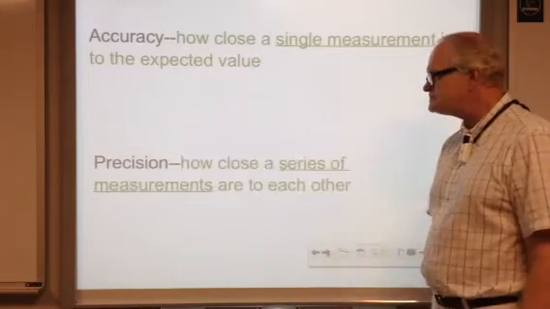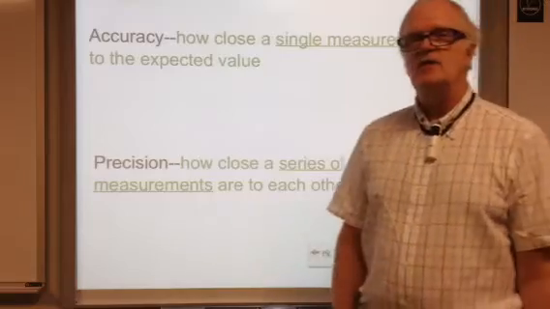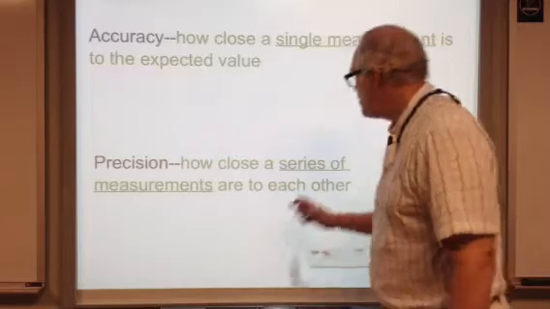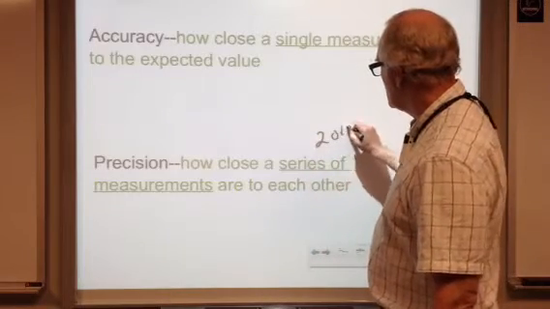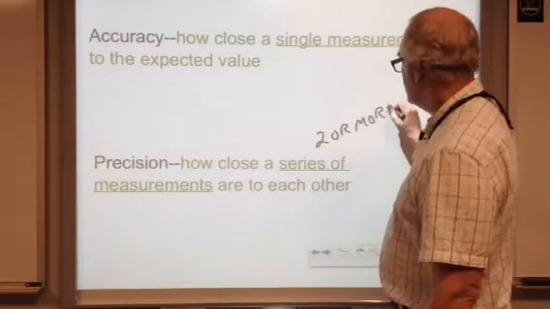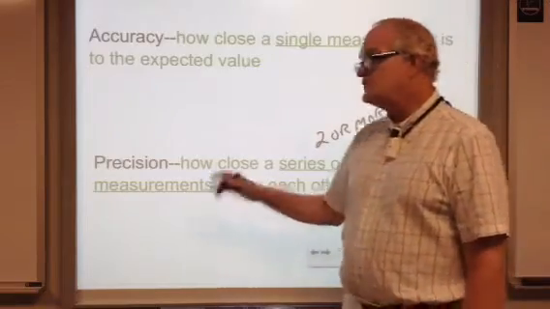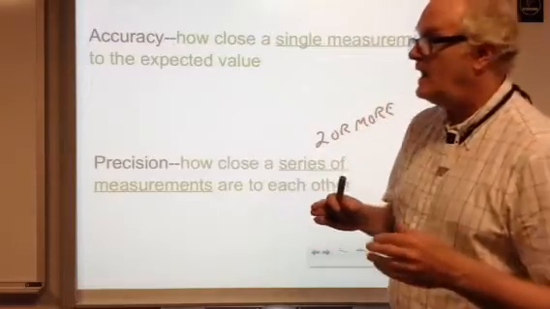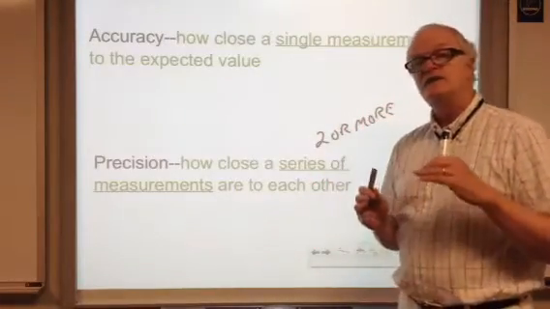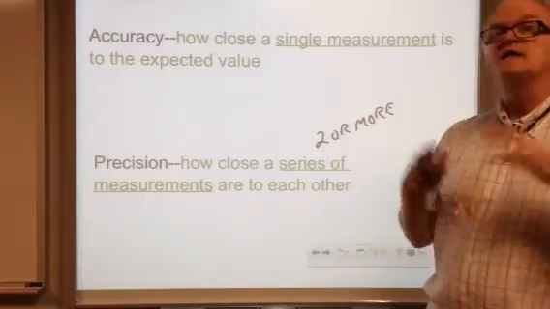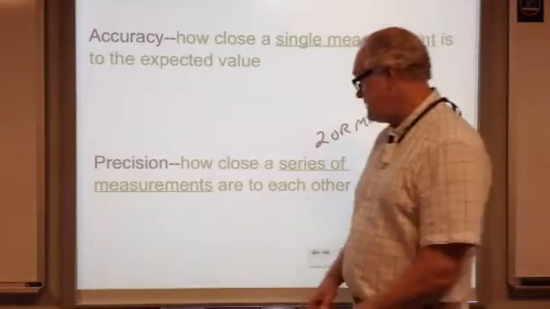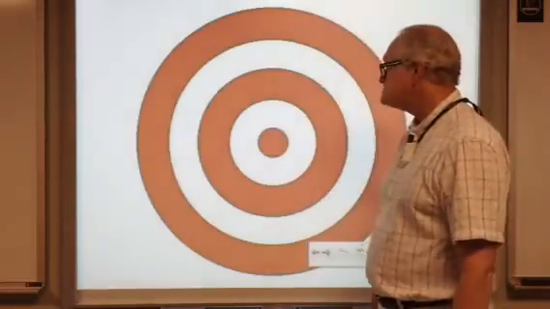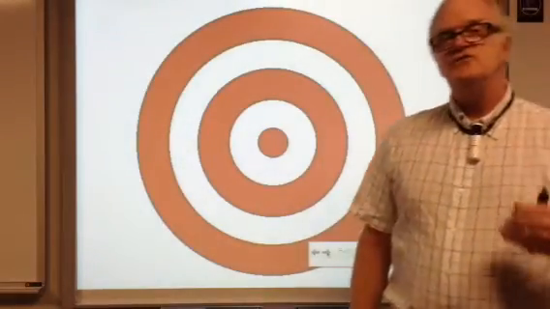Precision is something different. Precision is how close a series of measurements, and by series we mean two or more measurements, came to one another. So precision, in this context, doesn't have anything to do with whether the measurement was right or wrong. It's only if we measured twice, did we get pretty close to the same answer each time. If we measured 3 times, did we come pretty close? All right, so those are the words.